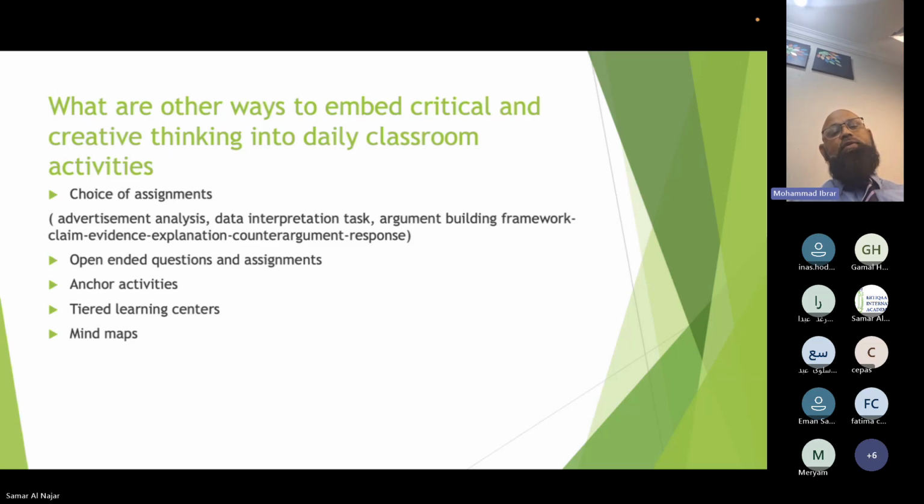Open-ended questions and assignments. Sometimes you give them open-ended questions and assignments. They choose what they want to write their assignments on. In this way, you also provide them autonomy. Also, mind maps. Mind mapping is also like brainstorming ideas. So if you collect ideas before writing, then finally you decide which two ideas you are going to use in writing.